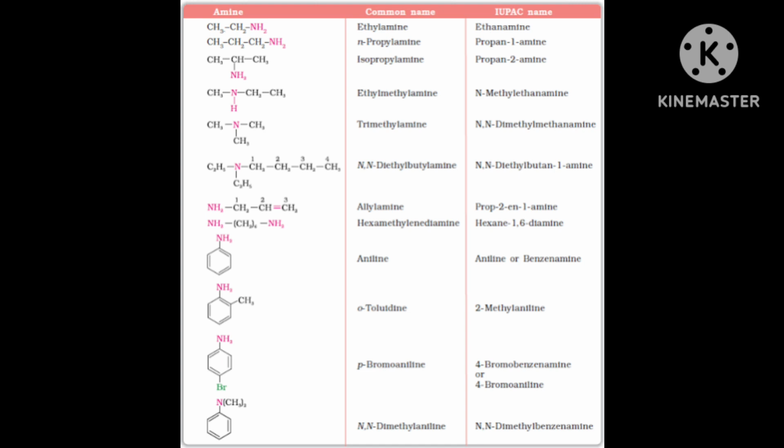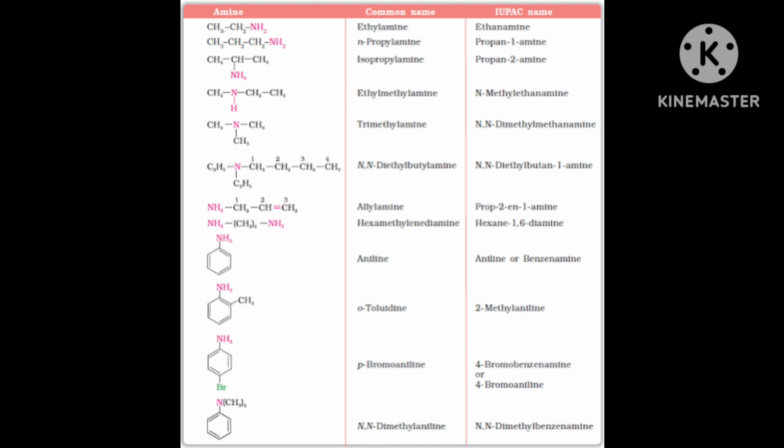Now second, a propyl group is attached with NH2, CH3CH2CH2 attached with NH2, meaning 3 carbons. Then the common name is n-propyl amine, just like ethyl. You have to take the name of the alkyl. First case was alkyl amine, now it is propyl amine, normal propyl amine, n-propyl amine. And for the IUPAC name, you remove the E and add amine in its place. Then it will be called propane-1-amine, because the amine is attached to the first carbon of propane.